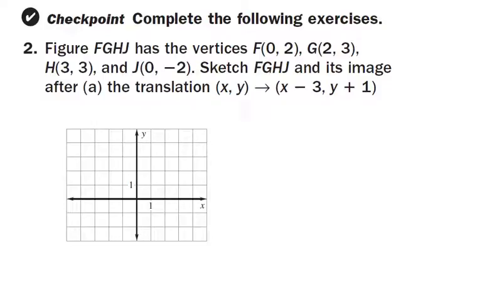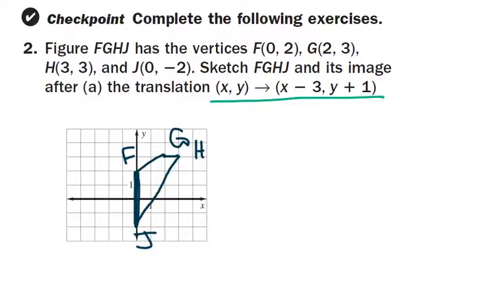Alright, so go ahead and do this one. Plot the coordinates F, G, H, J. Go ahead and do that, then pause the video and we'll check that. So here's your pre-image. Now go ahead and draw the image F prime, G prime, H prime, J prime after this translation. So go ahead and do that and then check your answer.